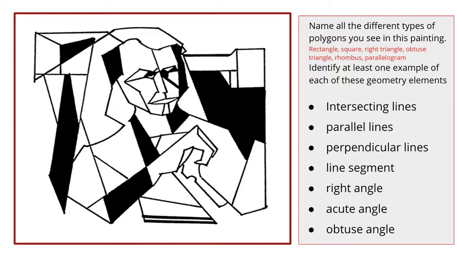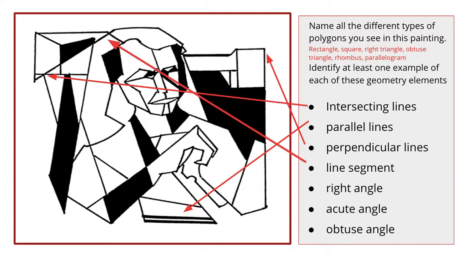And then you're going to identify at least one example of each of the following geometry elements: intersecting lines, parallel lines, perpendicular lines, line segments, right angle, acute angle, and obtuse angle. I want you to use the arrow feature to do this. For example, here is a point of intersecting lines, parallel lines, perpendicular lines, line segment, right angle, acute angle, obtuse angle.